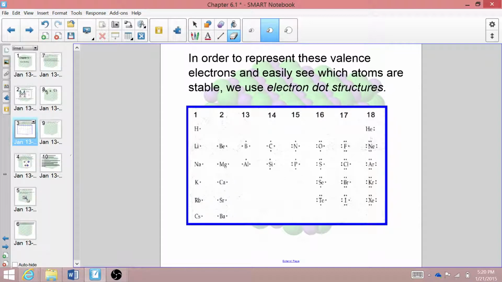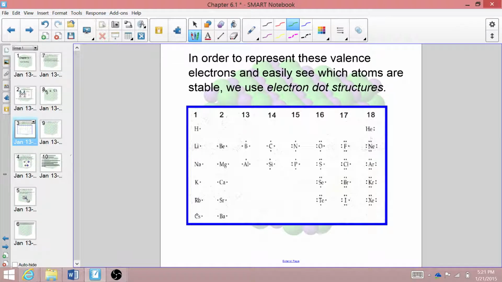And now, in order to easily see which atoms are stable and which ones want to become stable, we use something called an electron dot structure. An electron dot structure is when you take the elemental symbol and you put 1 dot for each valence electron it has. So, when we talked about the periodic table, we talked about the fact that all of the elements in a group or family together have similar properties because they have the same number of valence electrons.